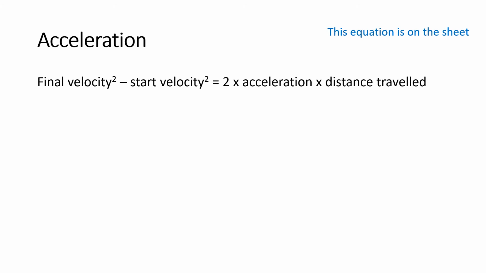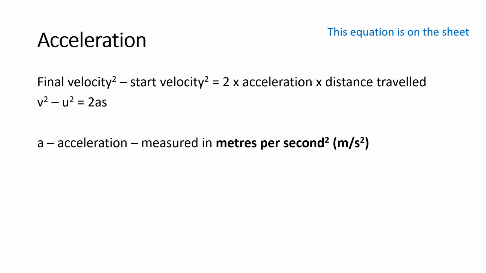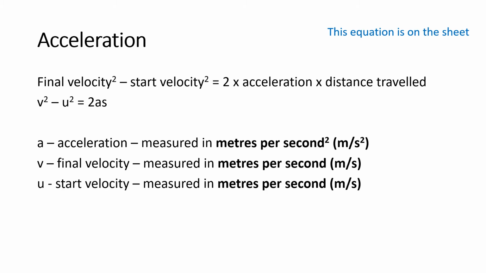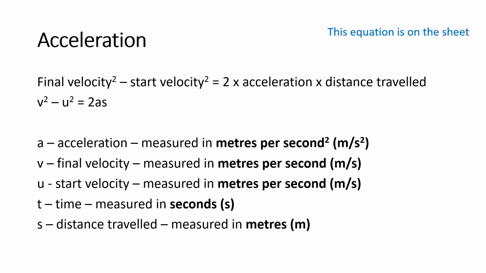But there is another equation we can use, but this one's on the sheet. It's the final velocity squared minus the start velocity squared, and it's equal to 2 times the acceleration times the distance travelled. v squared minus u squared equals 2as. You'll be less familiar with this equation, but it is worth remembering that it's on the sheet in case you need it. Again, a is acceleration in meters per second squared. v is the final velocity in meters per second. u is the start velocity in meters per second. t is the time, measured in seconds. And s is the distance travelled, measured in meters.